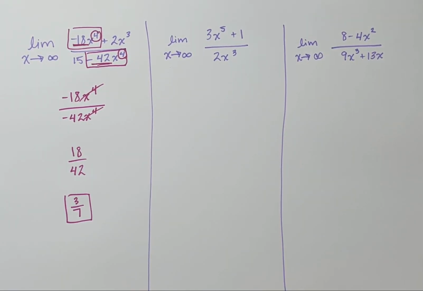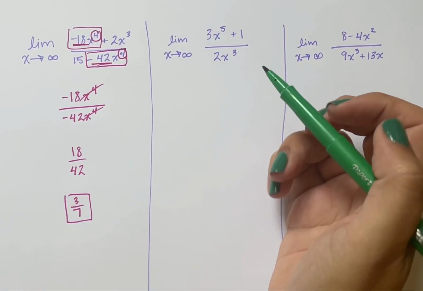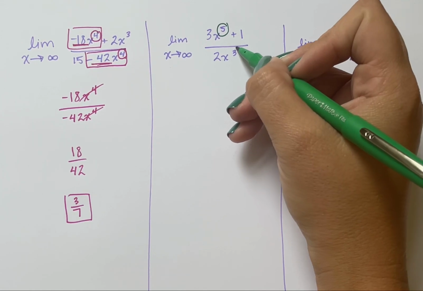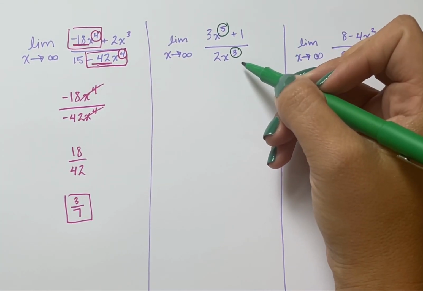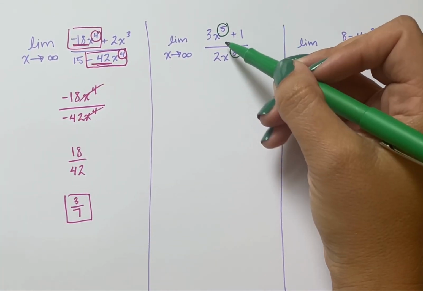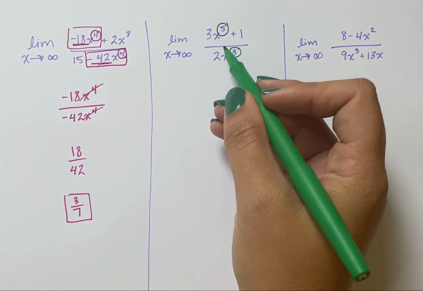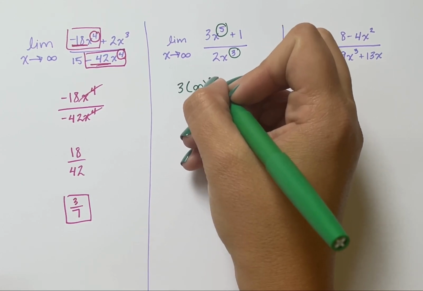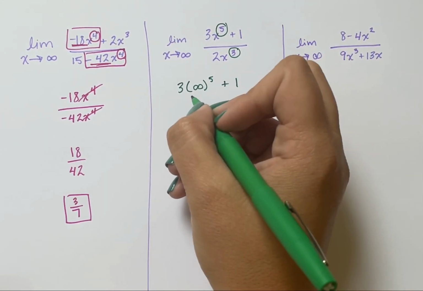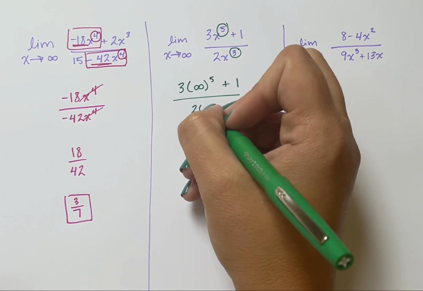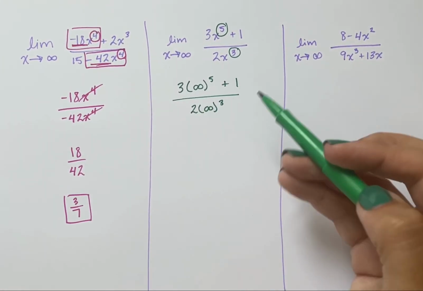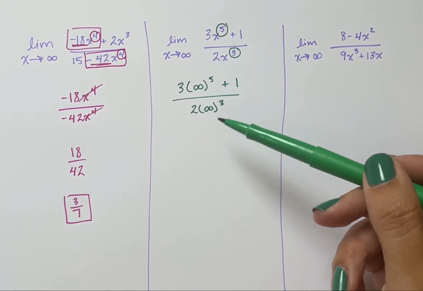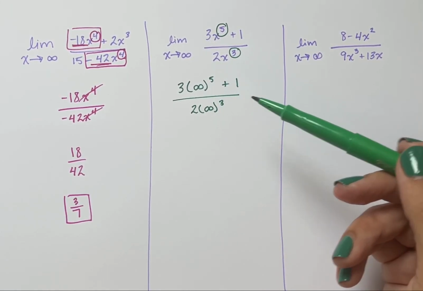In this second example, we're also approaching infinity, but here when I look at the degree of the numerator, I see that it is greater than the degree of the denominator. So let's think about what would happen if I actually plugged in the idea of infinity here. So I would have 3 times infinity to the fifth plus 1 over 2 times infinity to the third. Now I can't actually just plug in infinity because it's a concept of a number, it's not an exact value, but we're just going to try and think through this.